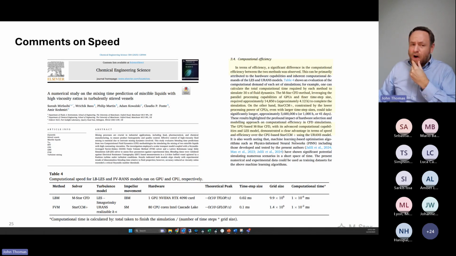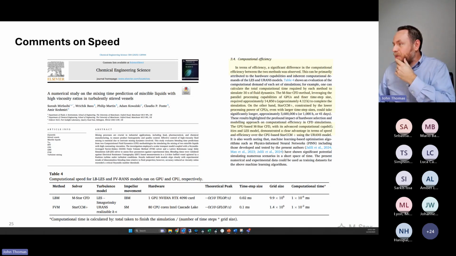When we're using finite volume-based approaches, we're using coarser grids and typically URANS with a k-epsilon model. And here's kind of the punchline. And again, Sarush, you can speak more to this than I can. Maybe you should give the next seminar. But to be sure, in terms of efficiency, a significant difference is observed between the two methods.